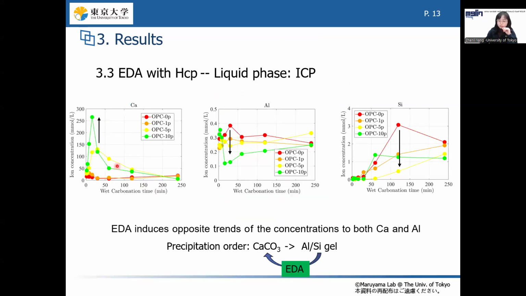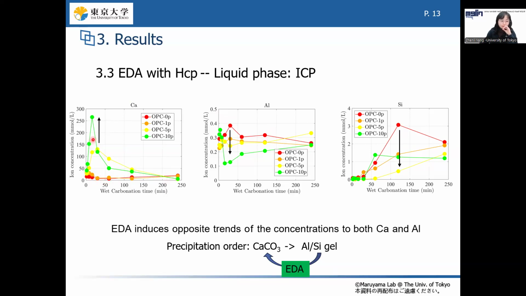This is the calcium concentration change in the liquid. The red dot is normal carbonation. Calcium decreases with carbonation, and the later increase is because the CSH decomposition releases calcium. The aluminum phase first dissolves, causing the increase here, and then the precipitation of aluminum gel causes a decrease here. When we add 1% of ethylenediamine, the orange line, the trend is not changed, only the volume is changed.